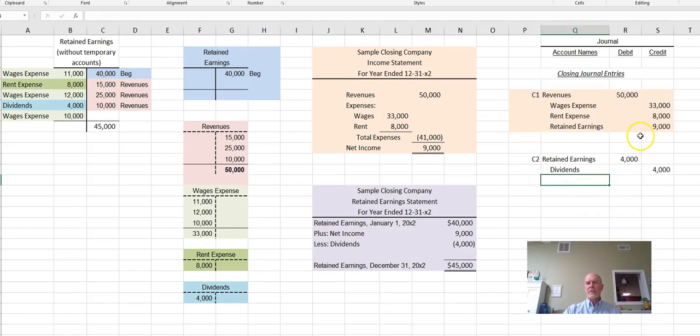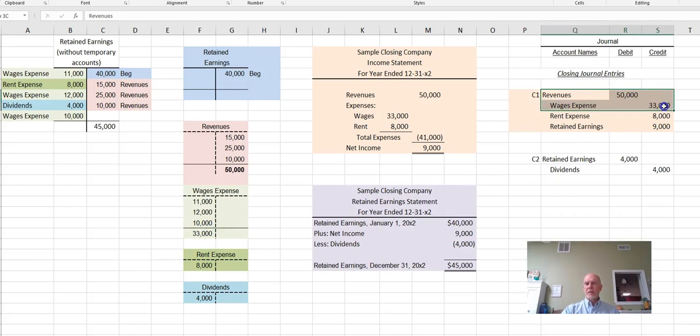We're going to close out all of the income related accounts and transfer the net income to the retained earnings account. So the revenue account has a $50,000 credit balance. So to set that back to zero, we need to debit that account. That's what we're doing with this first closing entry. We also want to set these different expense accounts back to zero. Now they have debit balances. So if we credit each of them, that would zero those accounts out.